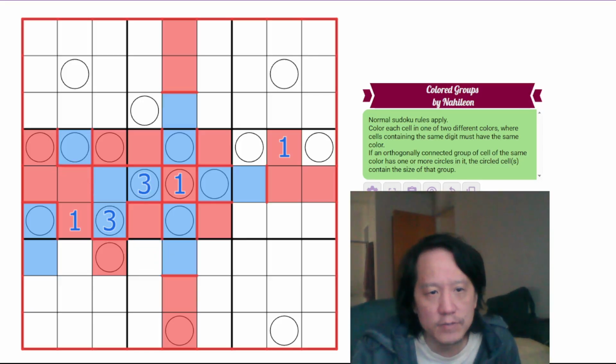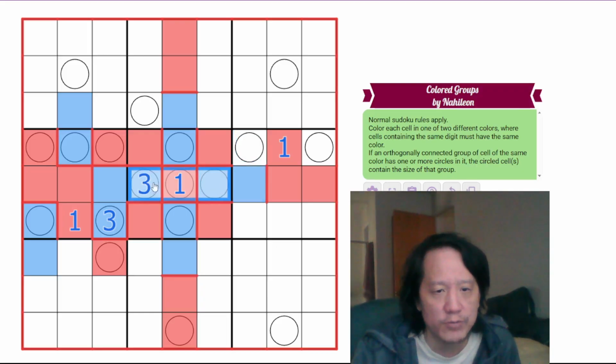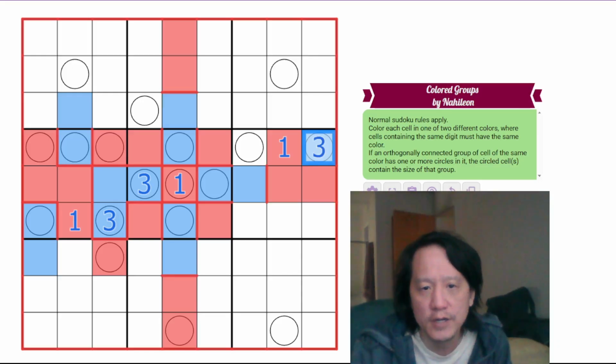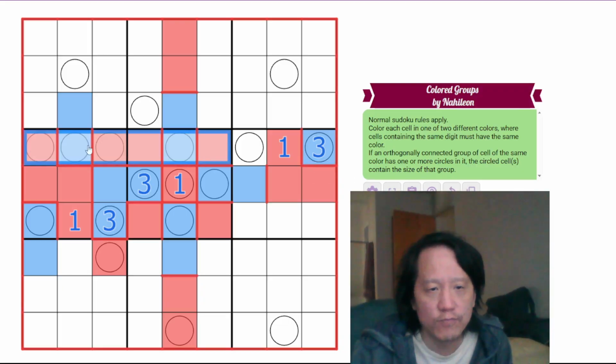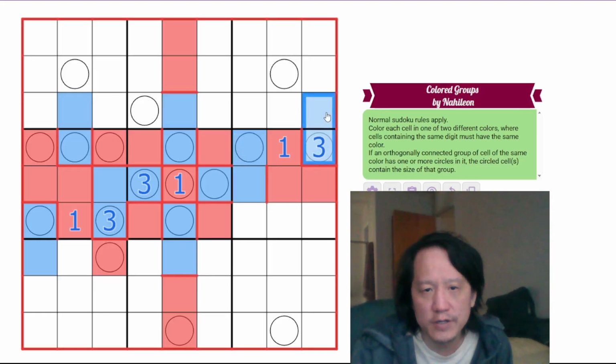This is not a region here, or it's a different region. This cannot be 1, so this must be blue. So 3 has to be one of these 2 cells. Well, if this is 3, this would have to be 3, and then we have a contradiction. So this must be a 3 here. And we have 5 reds in row 4, so this must be blue. But this has to go out here to be 3. This has to be greater than 3, because it's already 3 here. So it's 4 through 9 here.